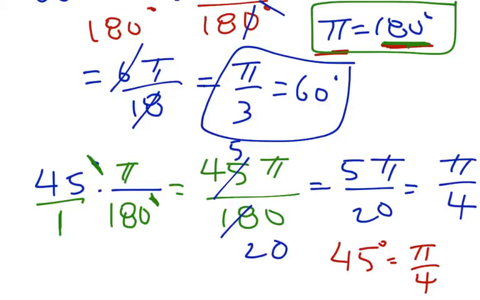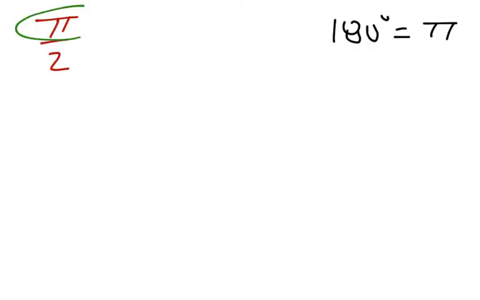Okay, now I want to show you how to go from pi radians to degrees. Alright, so let's go to a second page, and let's do an easy one for now: pi over 2. I want to know how many degrees is pi over 2. So again, I need to have my conversion unit. I know that 180 degrees is equal to pi. But now I'm going from pi to degrees.